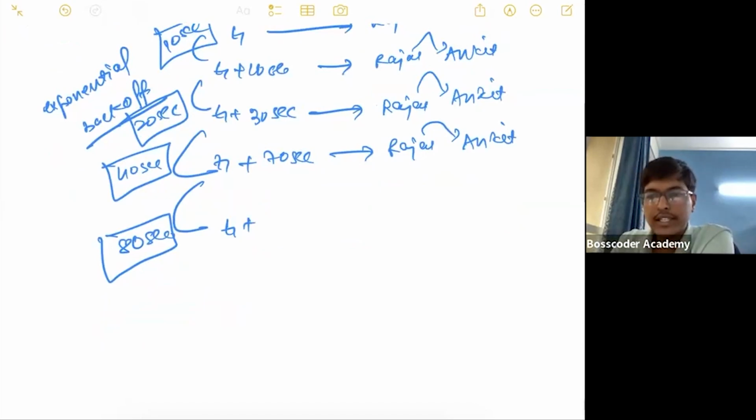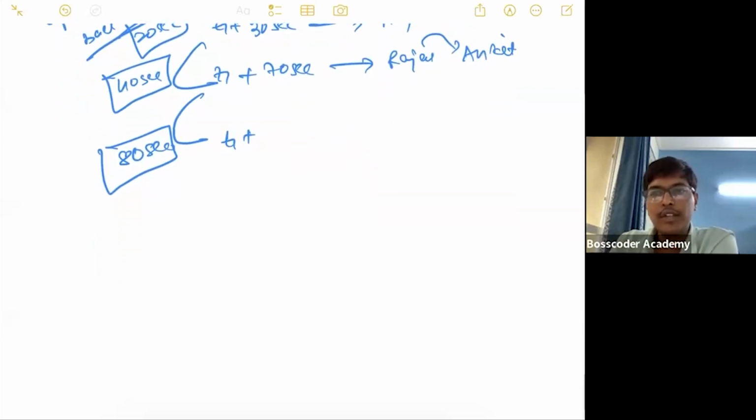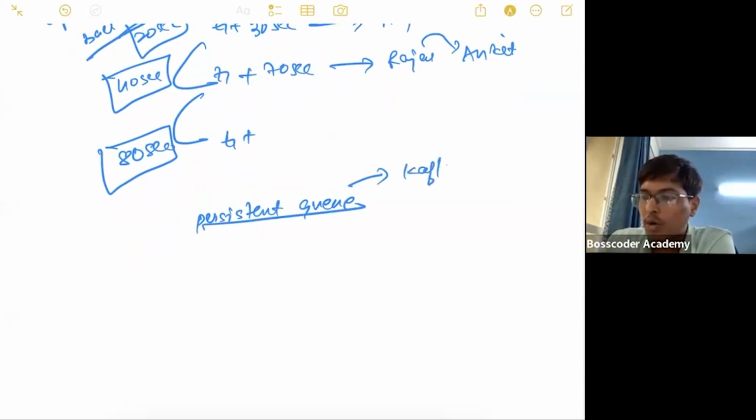Okay, if you are using exponential backoff, how will you design exponential backoff? Can you tell me what is the best way of designing an exponential backoff? The best way of designing an exponential backoff is a persistent queue. Can you give me some example? Do you know about a persistent queue like Kafka, RabbitMQ?